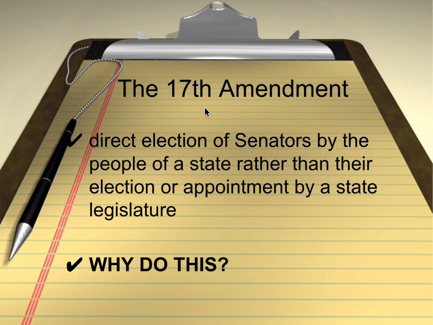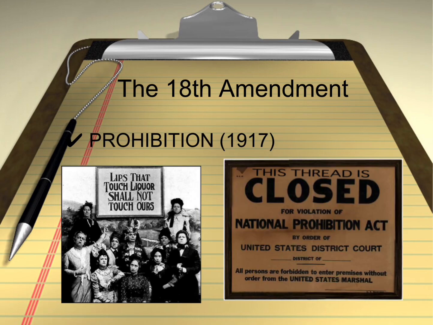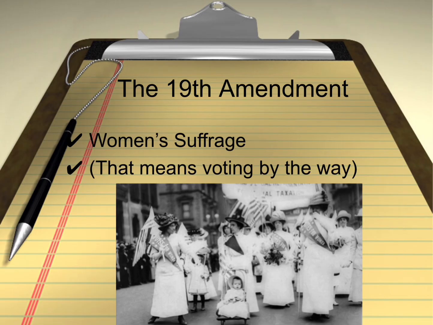The 17th Amendment is direct election of senators by the people of a state rather than their election or appointment by a state legislature. Why do this? Think about that. The 18th Amendment, which is the prohibition, 1917. The 19th Amendment, which is the women's suffrage, that means voting by the way.